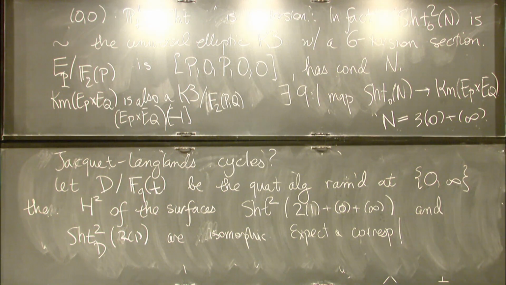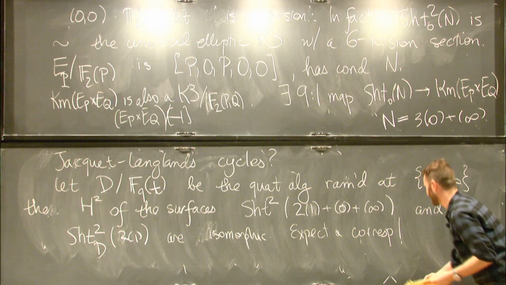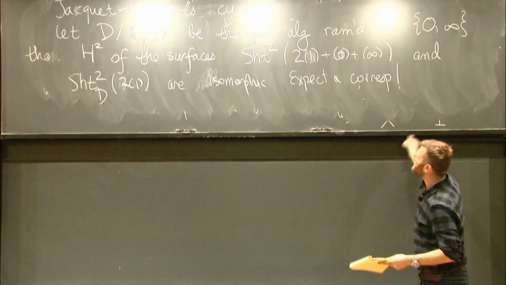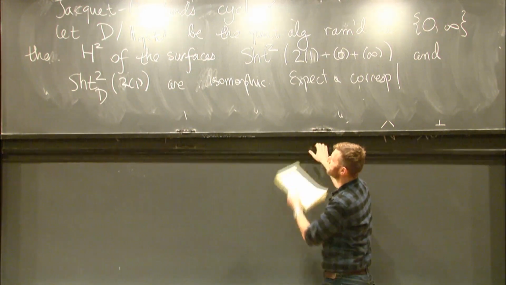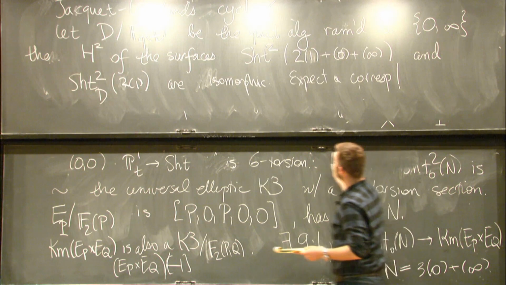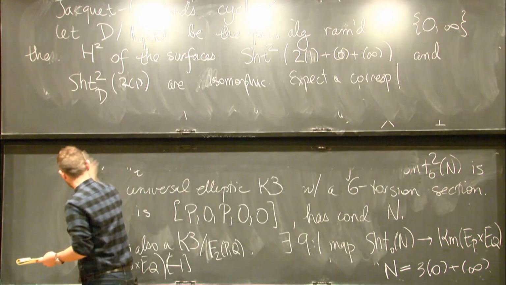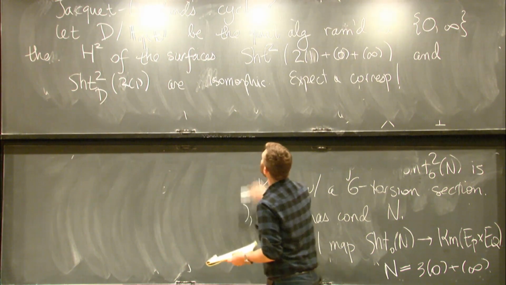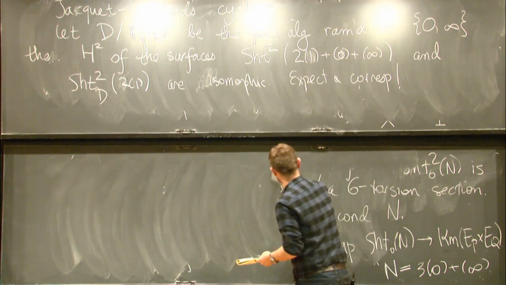OK, so I think I found it on the train this morning. So I think maybe even a strategy for how to find it for whatever level structure you want. That would be nice. But it came down to this strange calculation I did that I still don't understand. And so I'm going to give you a formula for this space of shtukas up there.